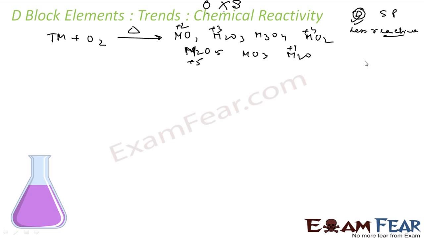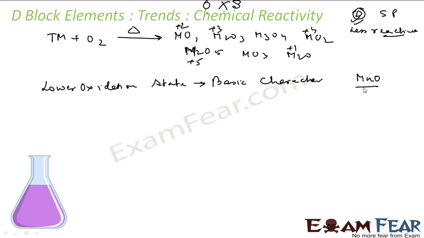Now if we talk about the acidic and basic nature of these metal oxides, when they are in the lower oxidation state, they show basic characteristic. For example, MnO is basic. Vanadium oxide, titanium oxide, these are all basic. FeO is also basic.